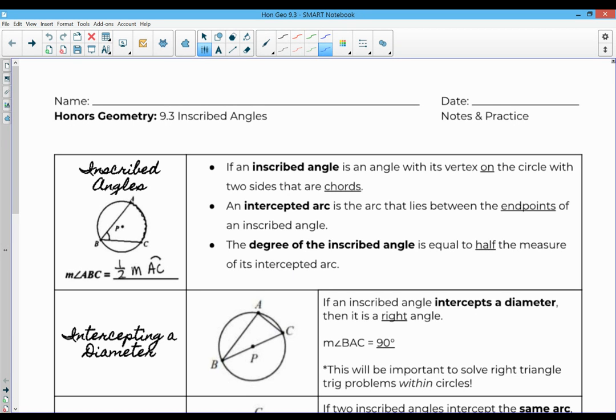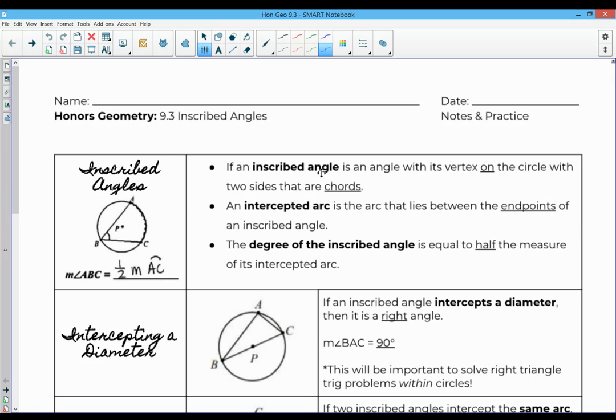Let's go through this lesson together, shall we? Okay. This is inscribed angles 9.3 in honors geometry. So inscribed angles are what we see here. This is different than a central angle. A central angle would go through the center, point P, but this inscribed angle goes past the center.